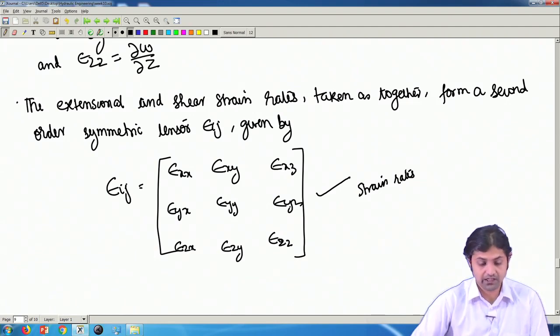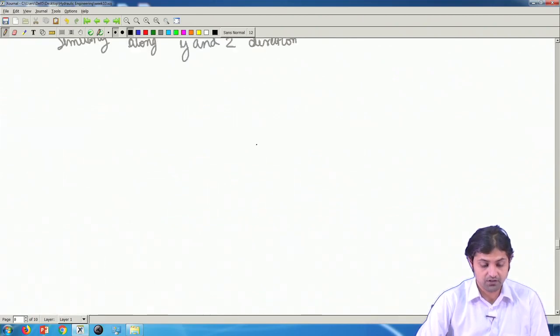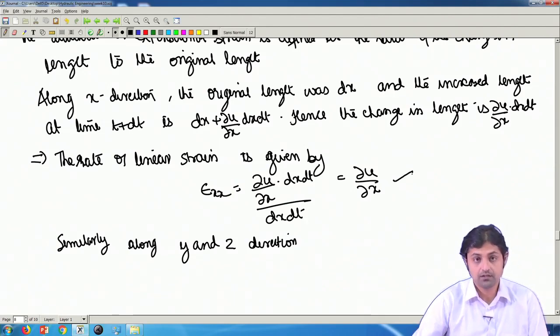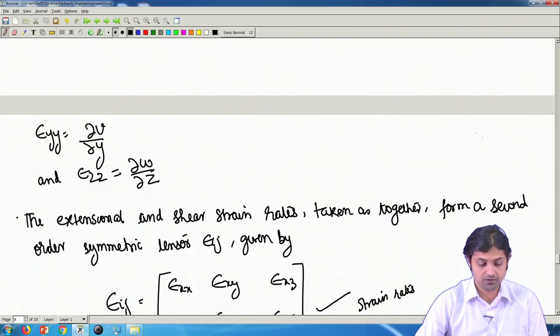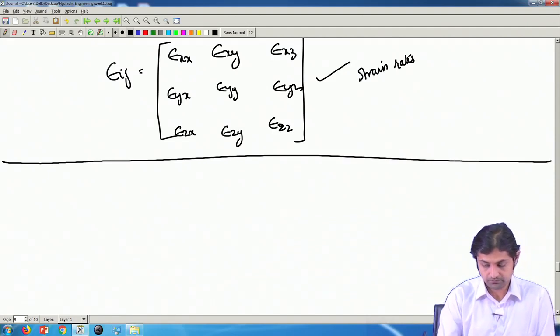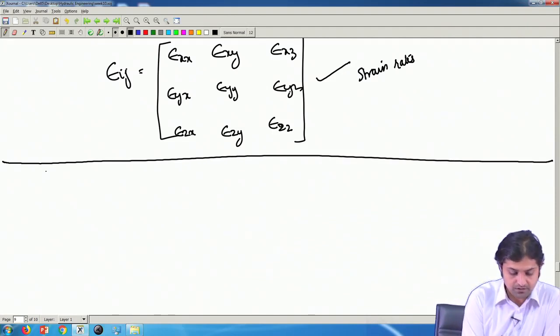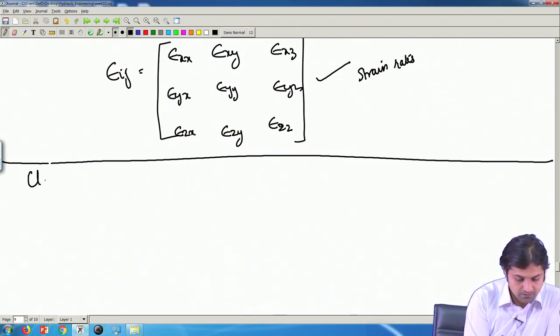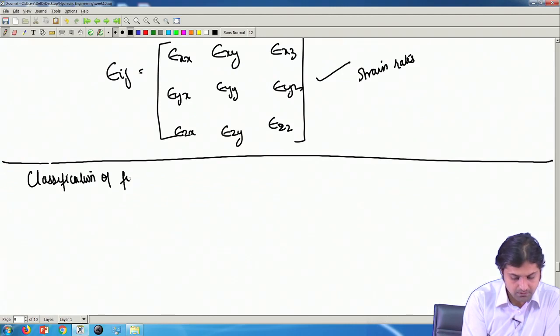And the values of epsilon xx, epsilon yy and epsilon zz, we had already derived: epsilon xx was del u by del x, and similarly, epsilon yy was del v by del y and epsilon zz was del w by del z. So, after that we are going to start the classification of fundamental equations.